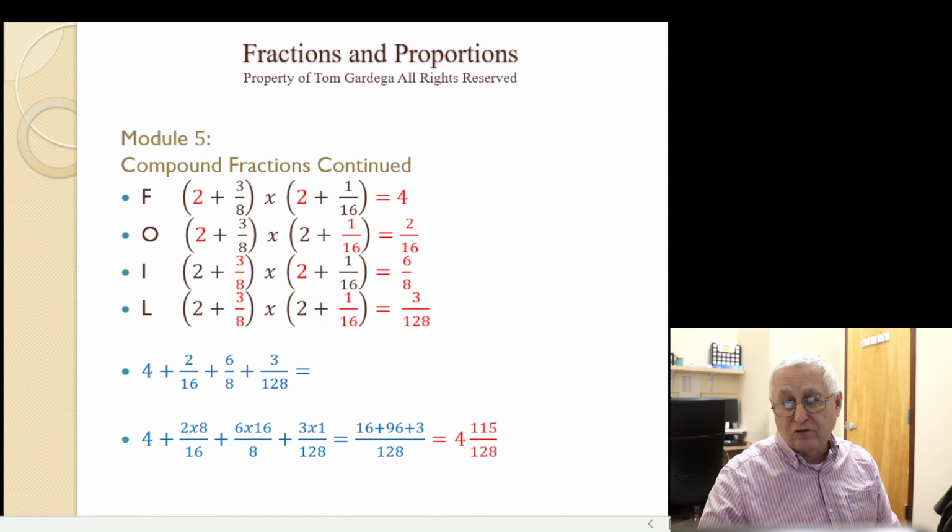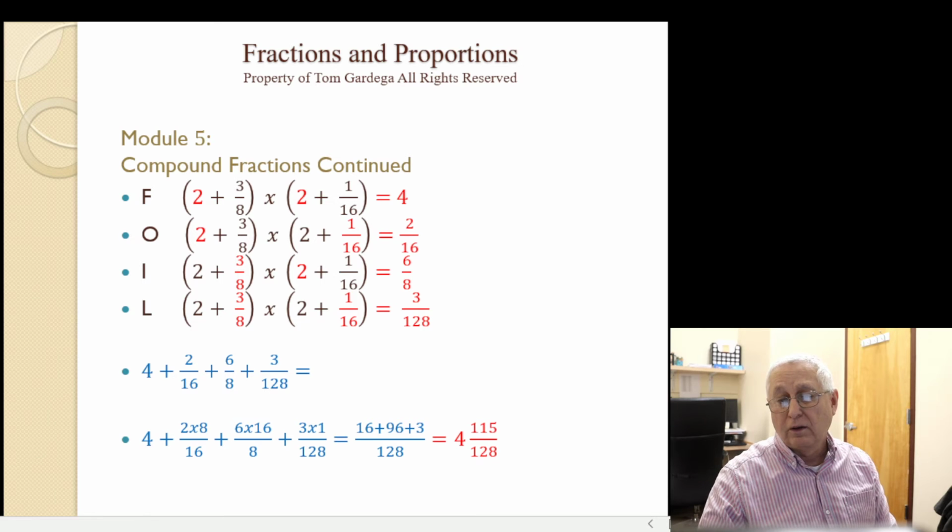Our first terms, this is first term, last term, first term, last term. The first terms, 2 times 2, these are both first terms, equals 4. Outside terms, 2 times 1/16 equals 2/16. The inside terms, 3/8 times 2 equals 6/8. And finally, the last terms, 3/8 times 1/16 equals 3/128. We want to add all these up, so we have 4 plus 2/16 plus 6/8 plus 3/128.